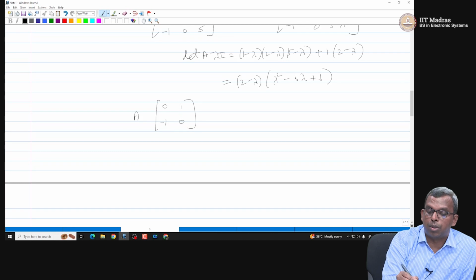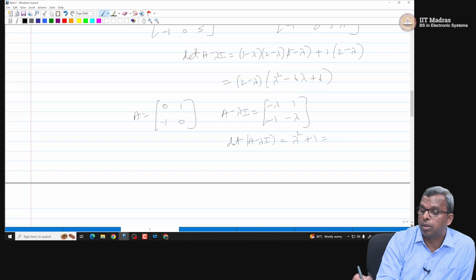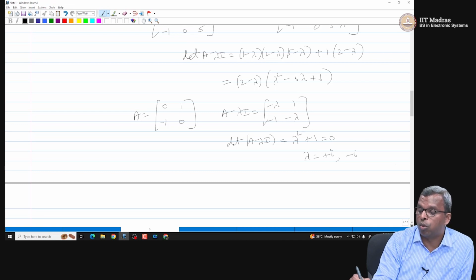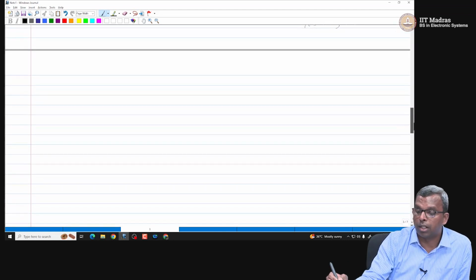Okay, so here is a simple 2 by 2 case. If you do A minus lambda I, I think maybe I have shown this example before, the determinant of A minus lambda I will end up being lambda squared plus 1 equals 0. So lambda is plus i, minus i. You can think of more complicated examples. Even in 3 by 3 you can get complex eigenvalues.